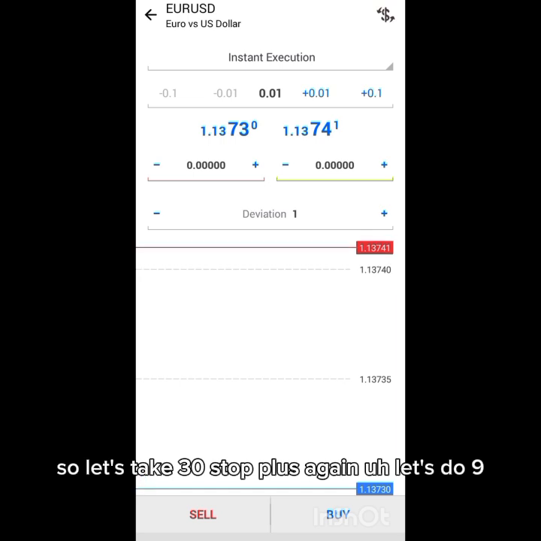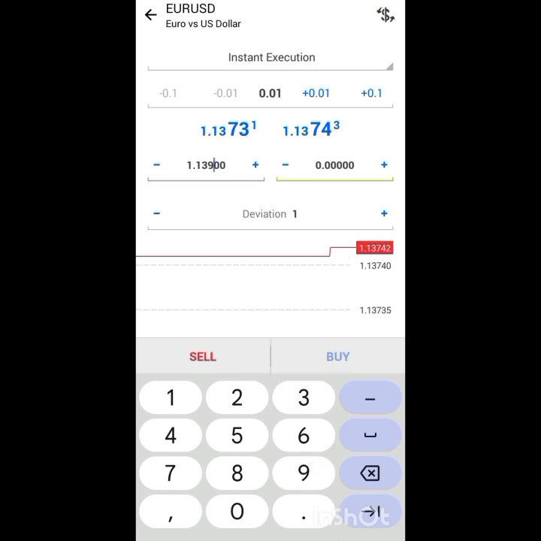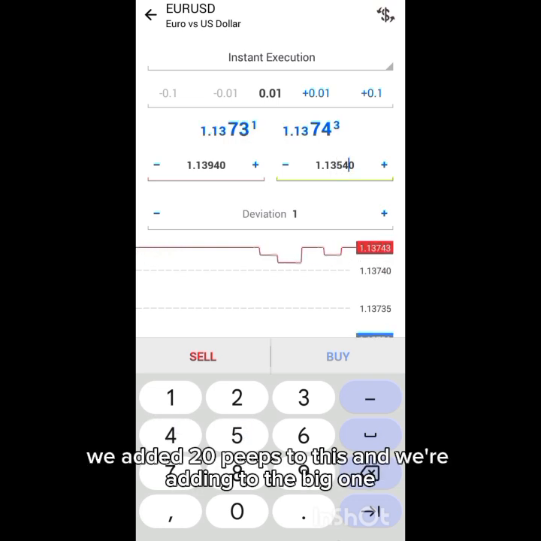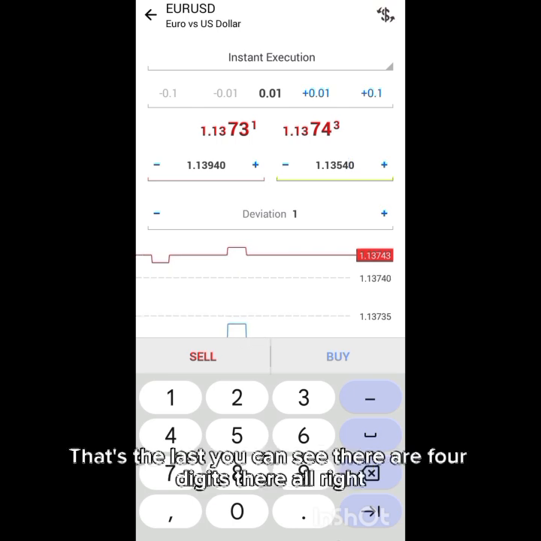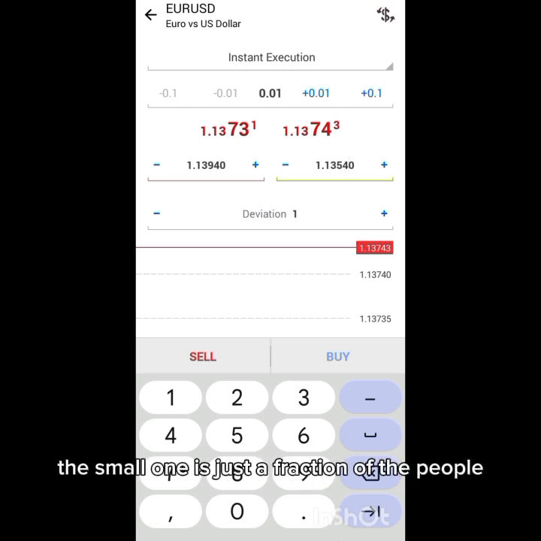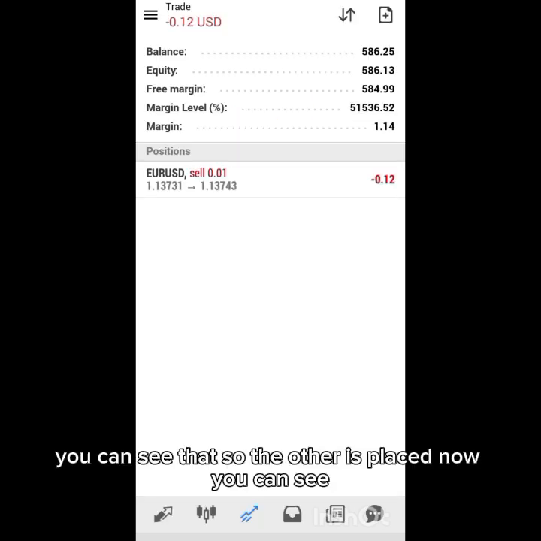So let's set the stop loss again. Let's do 9 4, and take profit 5 4. Remember what we did? We added 20 pips to the bold one there, that's the last. You can see there are 4 digits there. So we're adding it to the bold ones. The small one there is just a fraction of the pip. Okay, so we sell. You can see that the order is placed now.